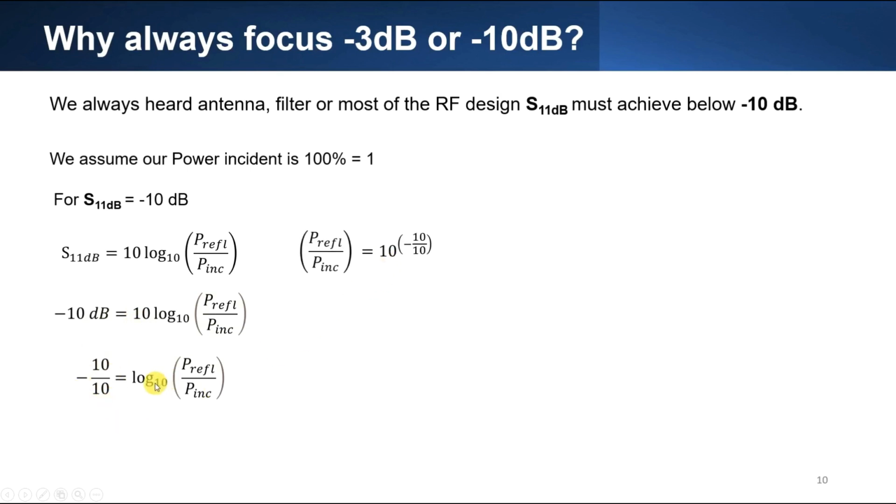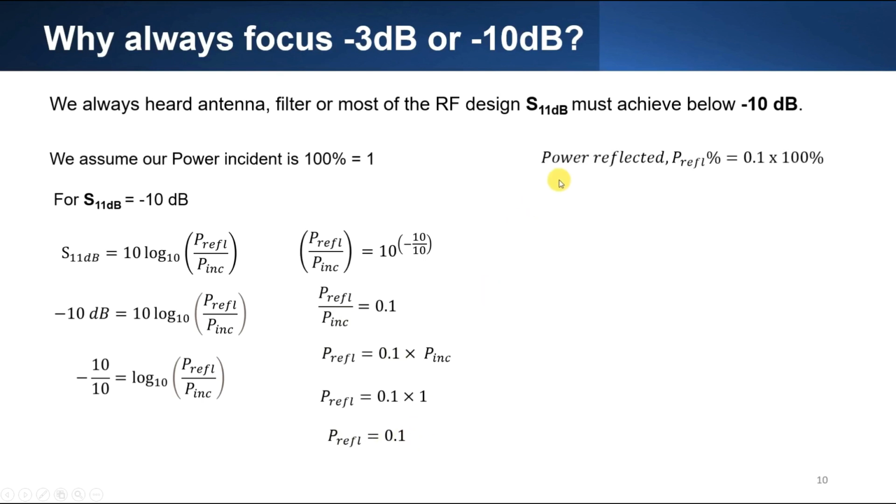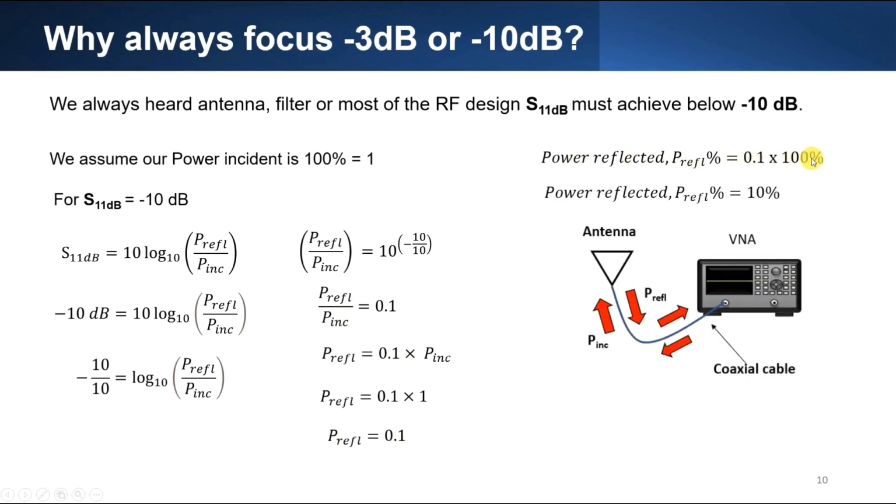Next, we are going to remove the log. So 10 to the power of negative 10 divided by 10. Then we get 0.1. Then the power incident is multiplied by 0.1. The power incident is 1, so we get power reflected equal to 0.1. Okay, so the power reflected in percent is 0.1 multiplied by 100%. We get 10%. What does this mean?